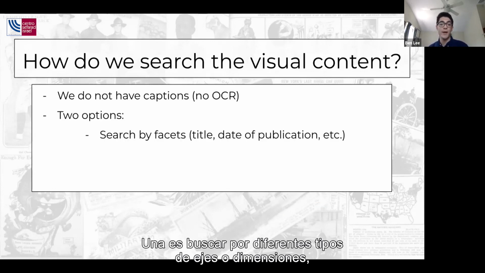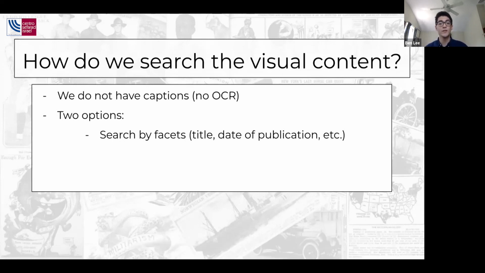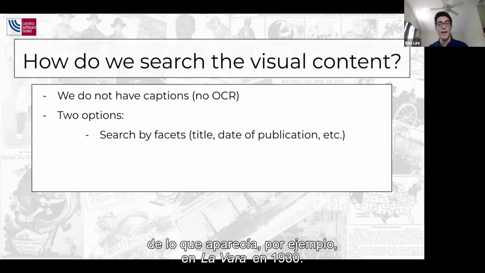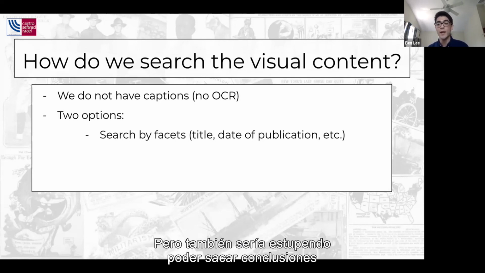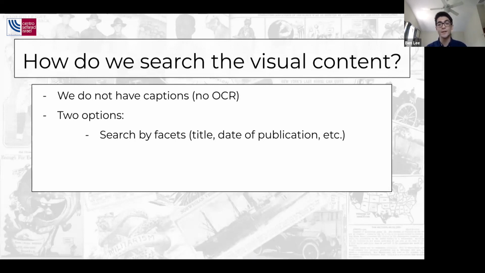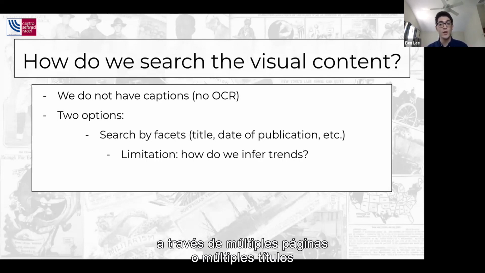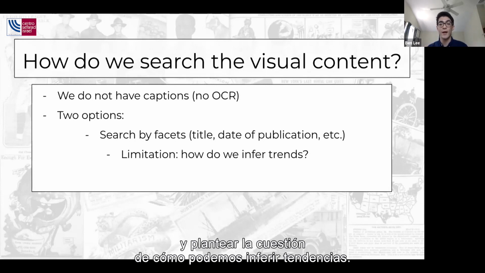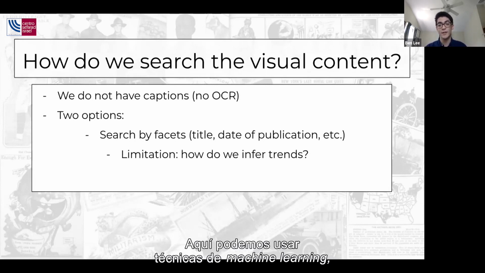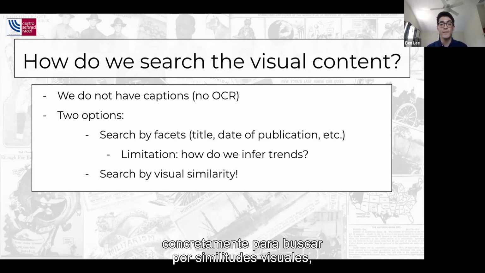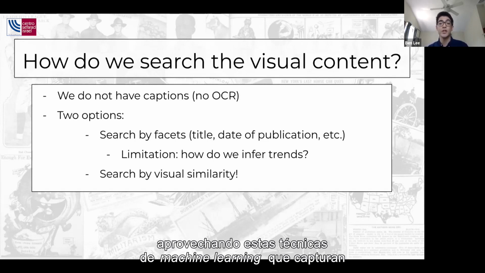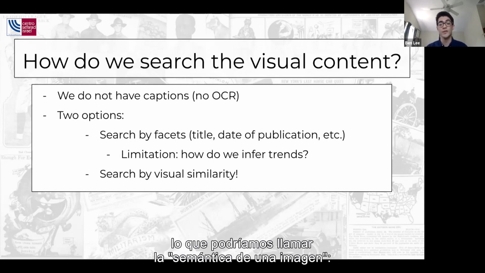One is searching by different kinds of axes or dimensions like title or date of publication. And this, of course, is great for getting a general sense of what was appearing in, say, La Vara in 1930. But it would also be great to be able to draw insights across multiple pages or multiple titles and really ask the question of how we can infer trends. And here we can also use machine learning techniques, in particular to search by visual similarity, leveraging techniques that capture what we might call the quote unquote semantics of an image.